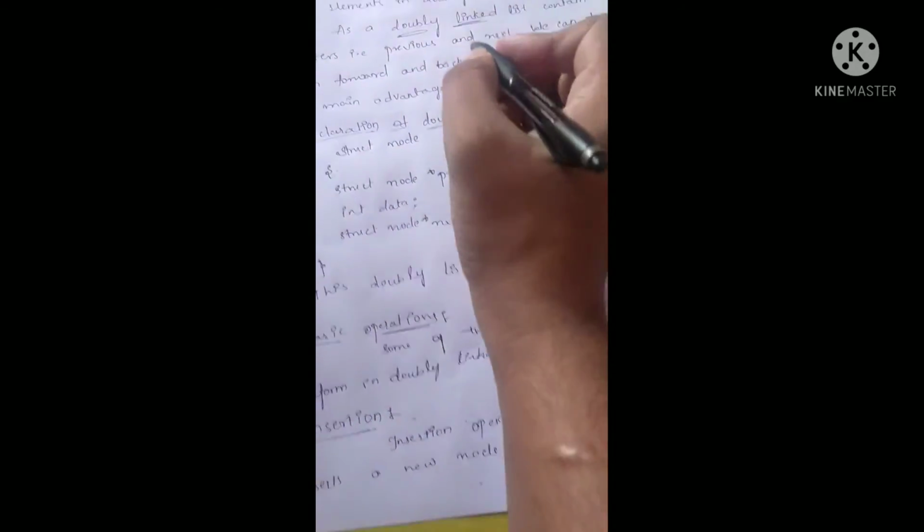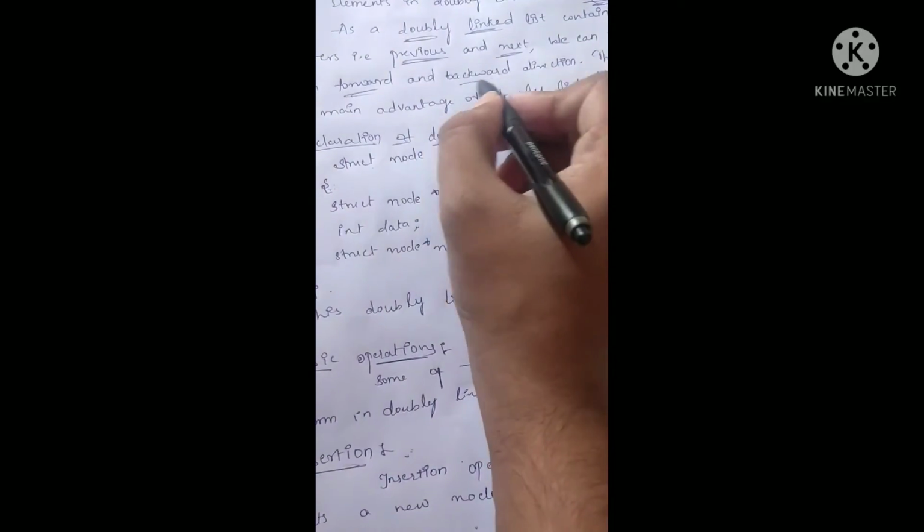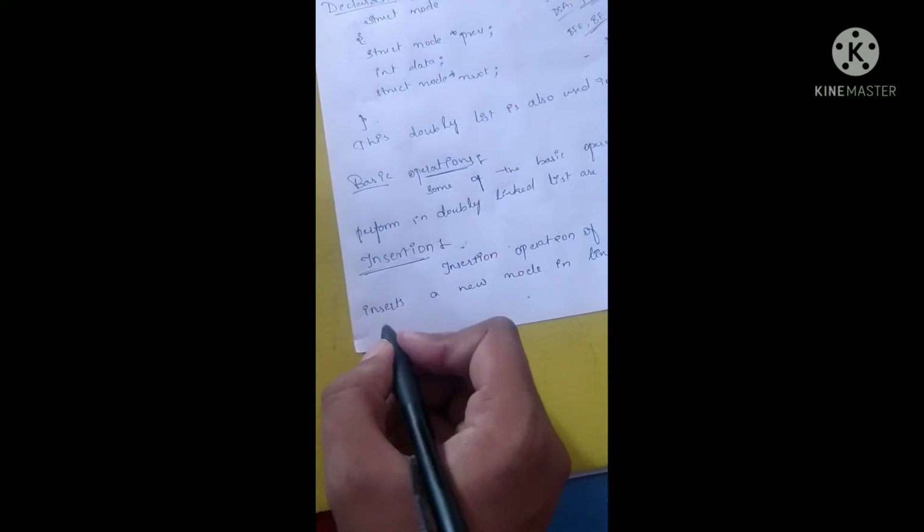You have to find out the main keyword: previous, next is the keyword, forward is the keyword, backward is the keyword. After completion we will sum up all this in linked list. So the insertion operation of a doubly linked list inserts a new node in the linked list, right? Depending on the position.